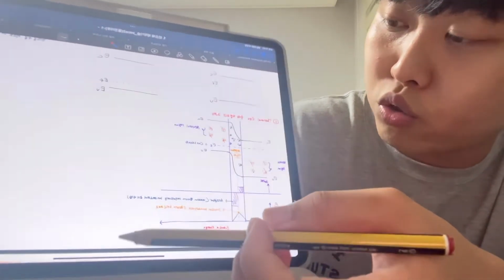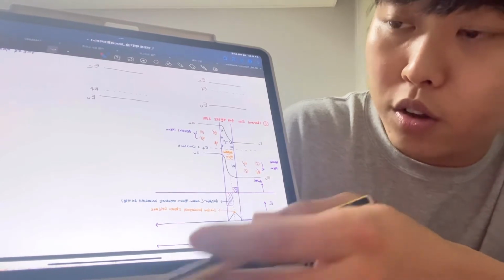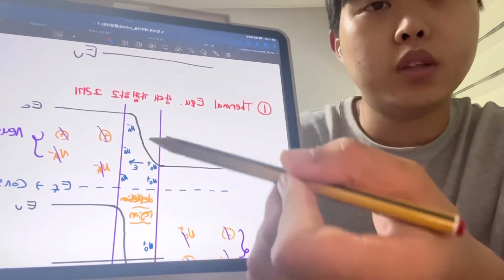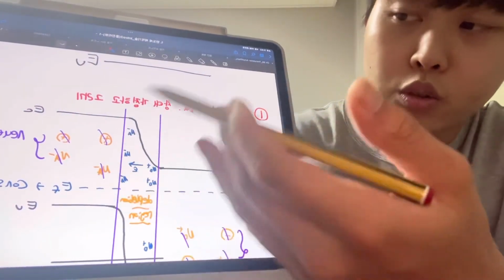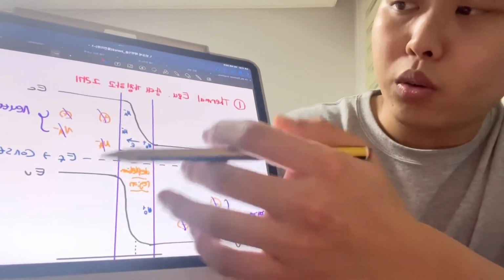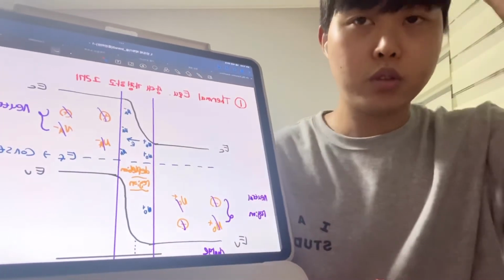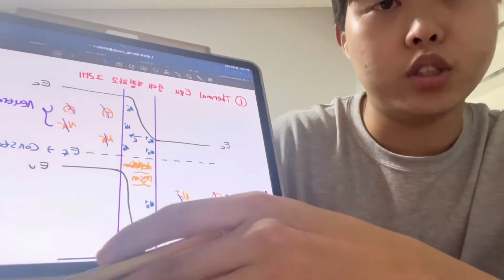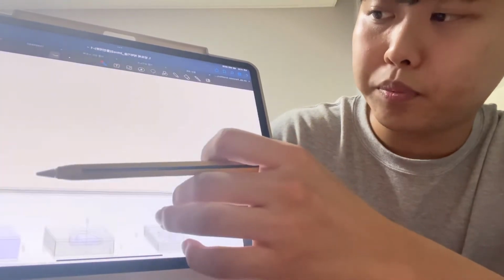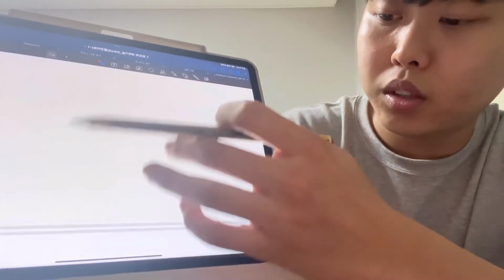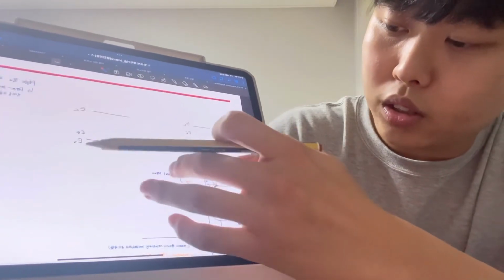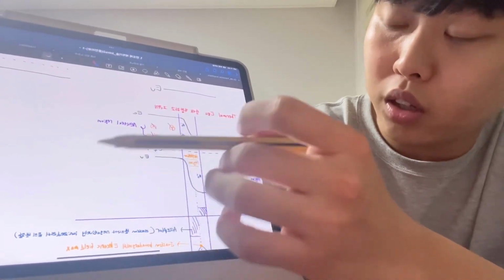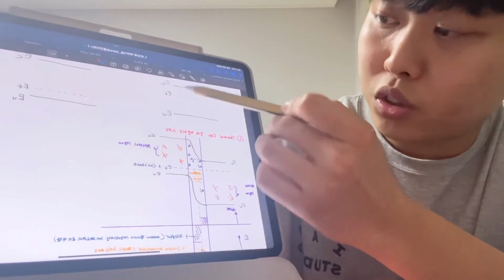Now how do we draw this diagram? First, the most important thing is we need to assume that it is in thermal equilibrium. This means that if it is thermal equilibrium, as I told you in the previous slide, the Fermi level needs to be constant. So let's have a look. Yeah, the Fermi level is constant. This is the most important thing. And how you draw it is you just draw one by one.